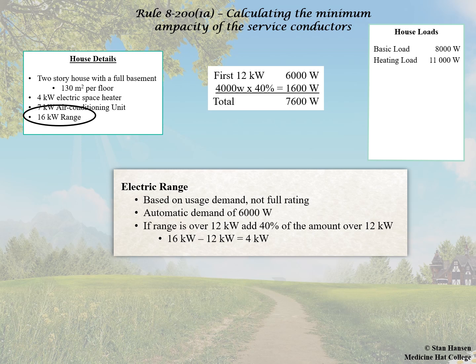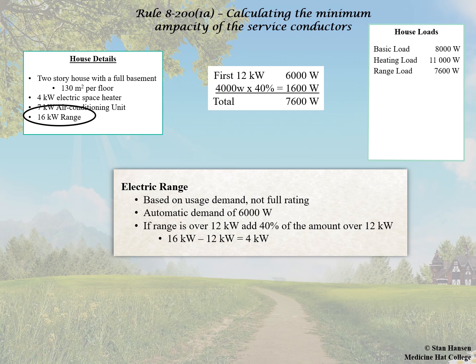After we take the first 6,000 watts for the first 12 kilowatts of rated load, anything that is over that 12 kilowatts has to be taken at 40%. In order to figure this out, we're going to subtract 12 kilowatts from our initial 16 kilowatts, and we have 4 kilowatts left. The 4 kilowatts is what we're going to take at 40%. Therefore, the demand factor value for that 4,000 watts is actually only 1,600 watts. So we're going to add the 1,600 to the initial 6,000 to get a total demand of 7,600 watts for this 16 kilowatt range, and we're going to put that up on our list.